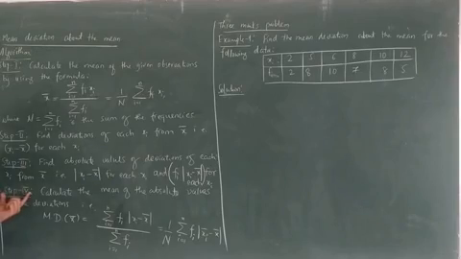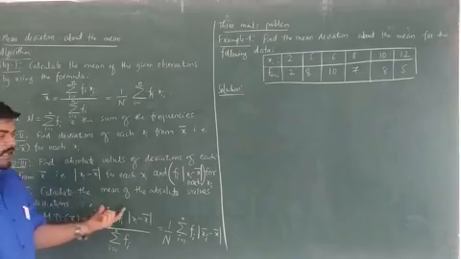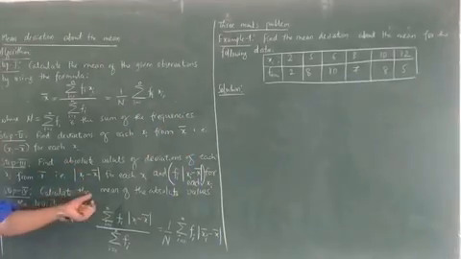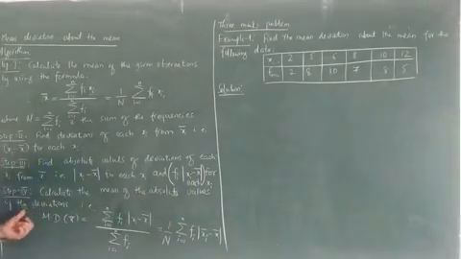Now in step number 4, as we have done in case of the ungrouped data points, your task is to calculate the mean of the absolute values of the deviations.